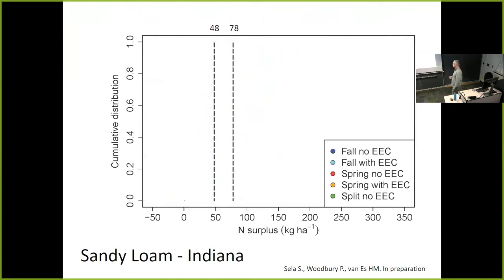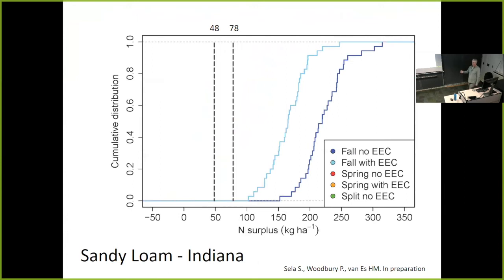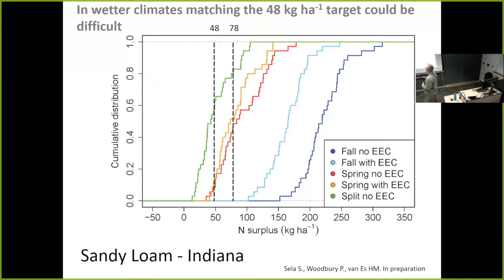But what happens if you're in a much wetter location like Indiana? And so this is fall application without inhibitors. This is fall application with inhibitors, a great improvement, yeah? But it's just way off the target. And spring without inhibitors and spring with inhibitors, better than the fall, but still a lot of the times you're not within the target region. And when you do the split application, it's of course the largest improvement, but still 60% of the times you can't make it, or it's very hard for farmers to actually be within that target region.